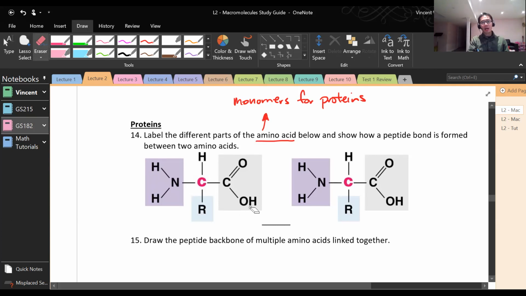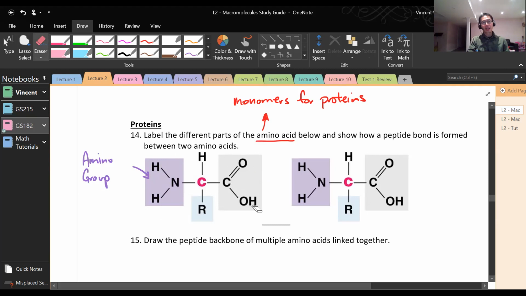Again, this is what an amino acid looks like. Nobody's going to ask you to draw it, but you should know that there's a central carbon. There is this thing here on the left side. We have the NH3. We call this the amino group.